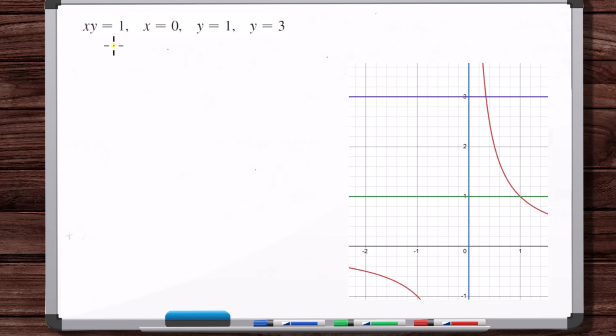Okay, so now we're going to rotate the area contained between the given curves about the x-axis. So, okay, here's y is equal to 1. Here's y is equal to 3. Here's x is equal to 0. And here's xy is equal to 1. So that's y is equal to 1 over x. So we want to rotate this region here, this area here, about the x-axis.